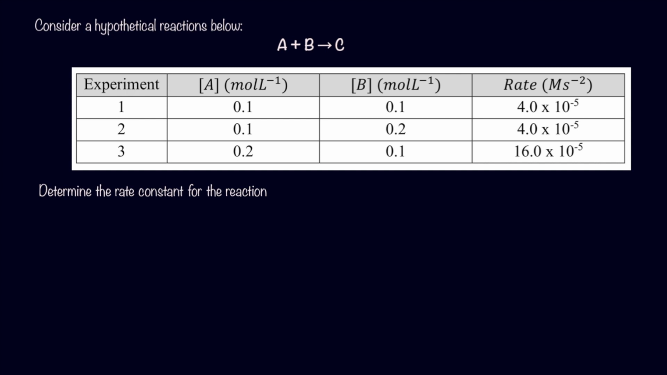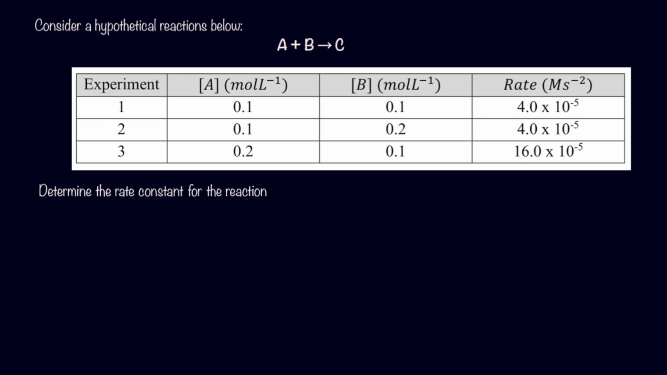Consider the hypothetical reaction below. A plus B will produce C, and you were given the table. Determine the rate constant for the reaction. In order for us to find the rate constant, we need to do it one by one in accordance to the rate law.